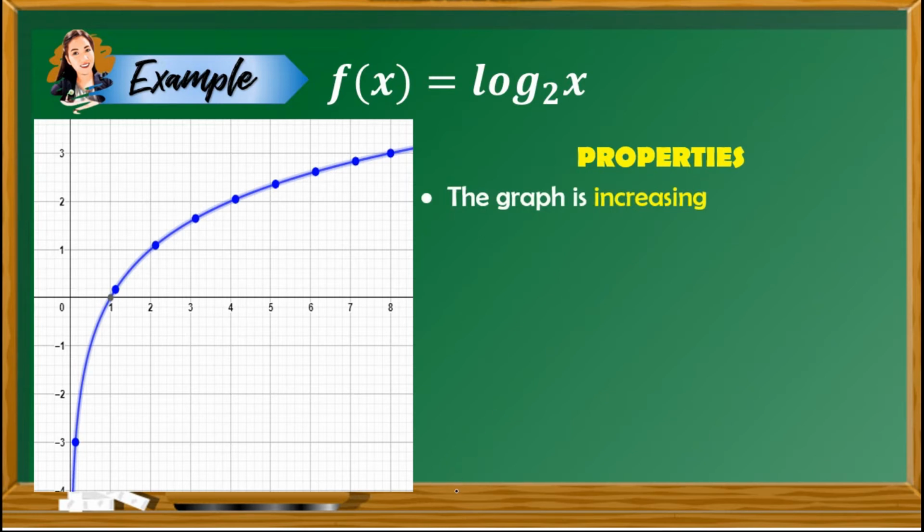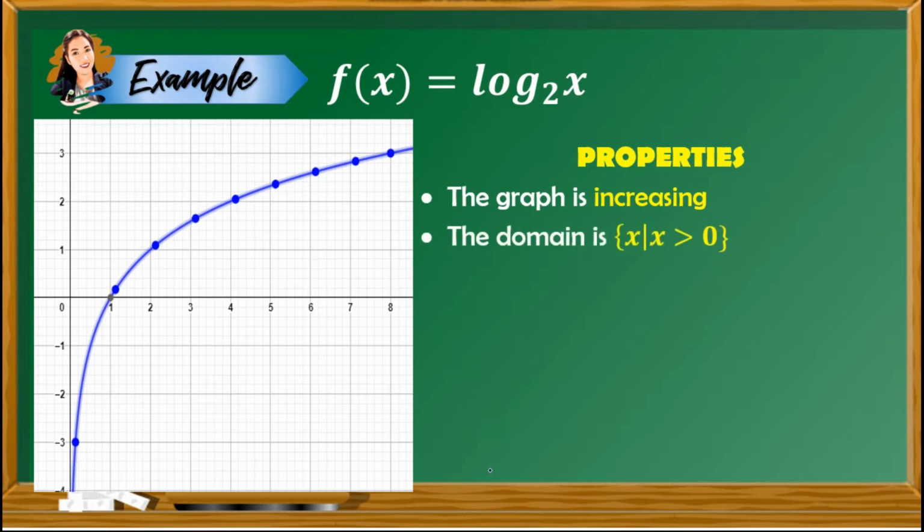Next, let us find the domain. As we can see on our graph, we only have values that are found at the right of 0. So we have these points, then 1, 2, 3, and so on and so forth. Therefore, the domain is x greater than 0.